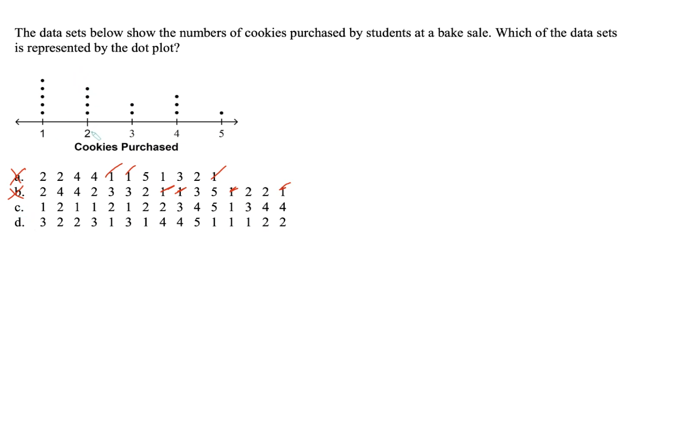Okay, for the number 2, there are 4 dots representing 2, so there should be 4 2s. 1, 2, 3, 4. Okay, 1, 2, 3, 4. Okay, that did not help us. Let's go for 3. I should only have 2 3s in my data set. So let's see, 1, 2. Okay, and for D, I have 1, 2, 3. Therefore, my answer is C.